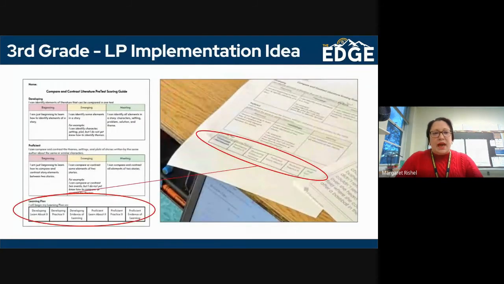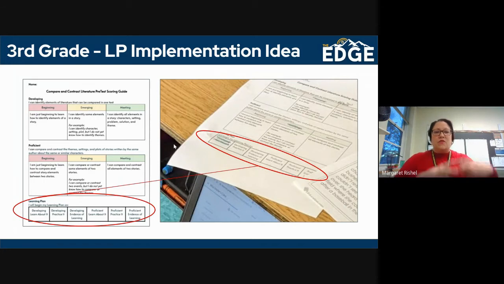So we had the compare and contrast literature goal. We had the learning goal stated for developing and for proficient, and broke it down just by, yep, I can do all of this, or maybe I'm using some elements of literature in the story elements, or we're seeing that they're just not yet using it. And then at the bottom of this sheet, we paste out where students might be as we're introducing the learning plan that's on Google Slides.